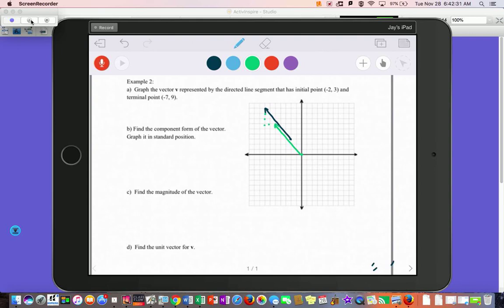Or we can go ahead now and do vector v and do terminal minus the initial. So terminal would be negative 7 minus negative 2 and 9 minus 3. So if I do this, I'm getting negative 5 and 6. So 1, 2, 3, 4, 5, 1, 2, 3, 4, 5, 6, and it worked.